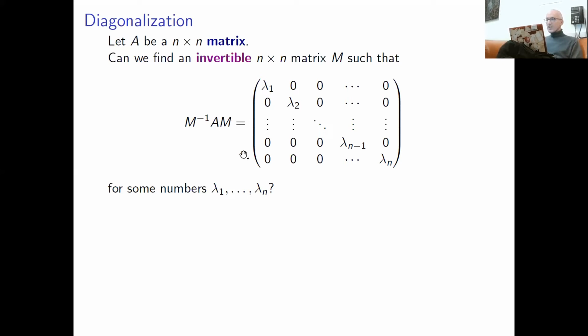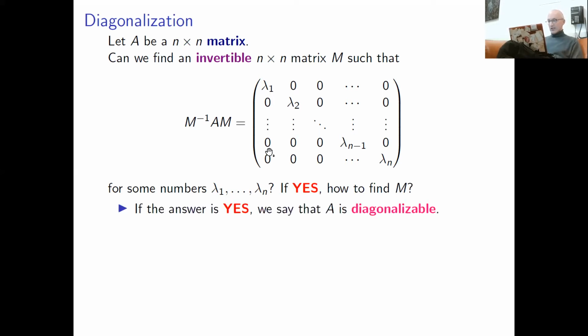We will see later there are several answers to this question. The answer is not necessarily yes, but if the answer is yes, of course, the next question is how to find such a matrix M. And basically, the theorem on the first slide can give us a clue how to do this. And if the answer is yes, we say that the matrix A is diagonalizable. Again, matrix A is diagonalizable if it's similar to a diagonal matrix.